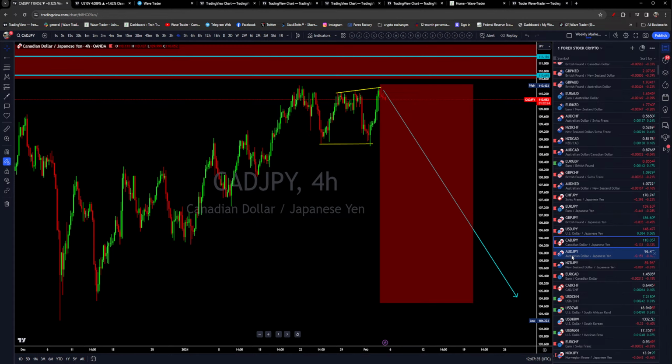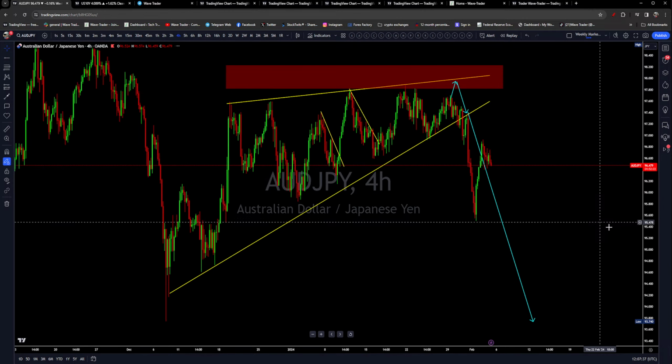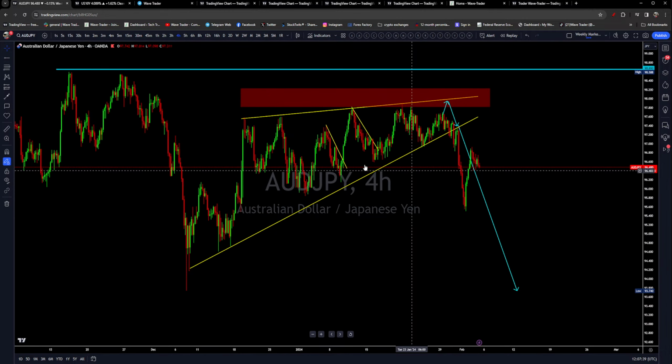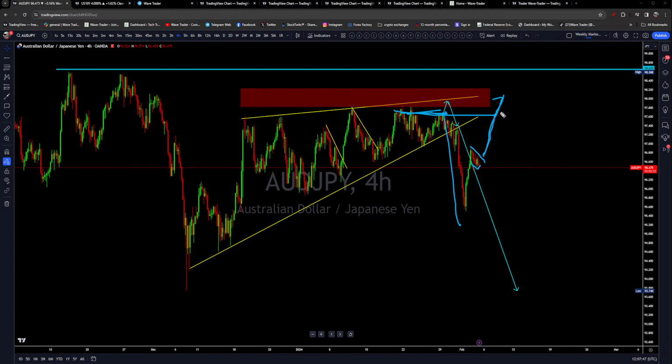Okay, Aussie yen is also the same. Aussie yen can slightly go back up before we get a move. Last week we were expecting it to hold that and drop. So go back up and hold these tops again.